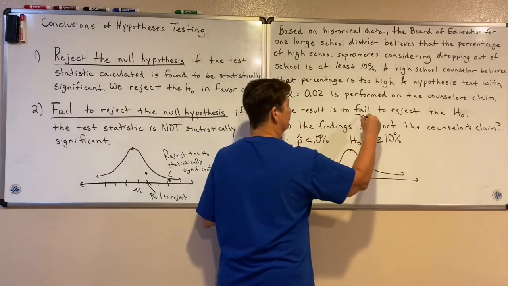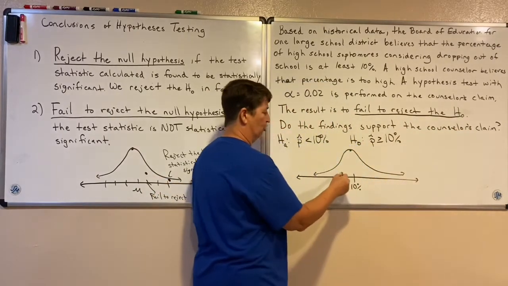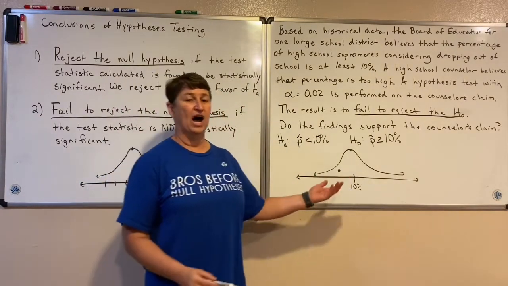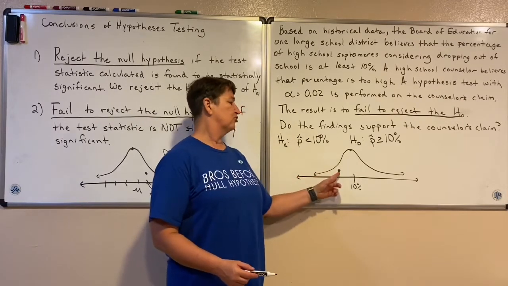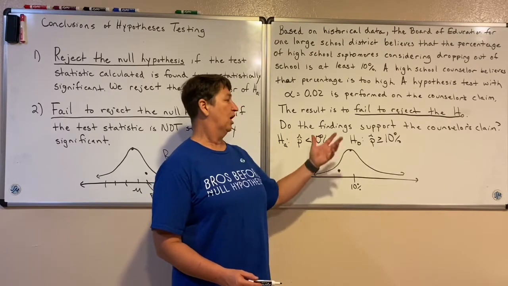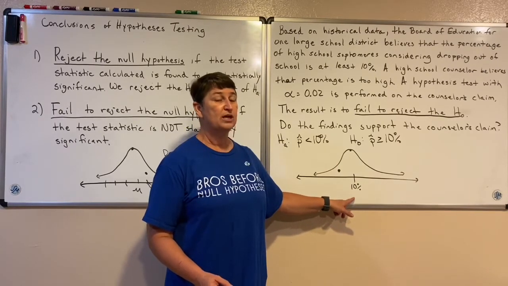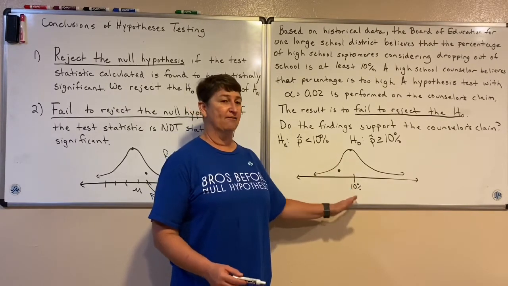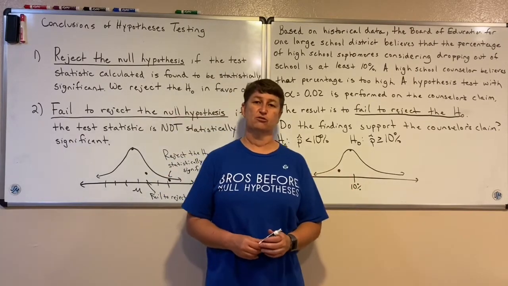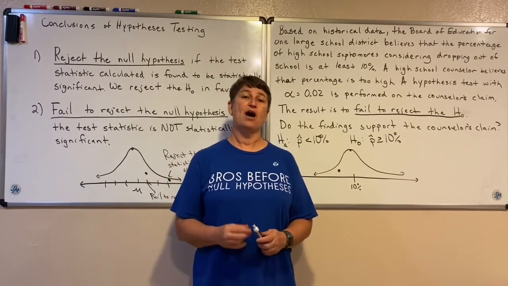The result is to fail to reject the null. Notice if I'm failing to reject the null, that means it's closer in here. So their test statistic was not statistically significant, and that did not support the counselor's claim. Instead, we say that we fail to reject this. It doesn't mean that that's true. It just means we did not get enough evidence to say that we reject it. So it does not support the counselor's claim. So those are the conclusions that we can make from hypothesis tests.